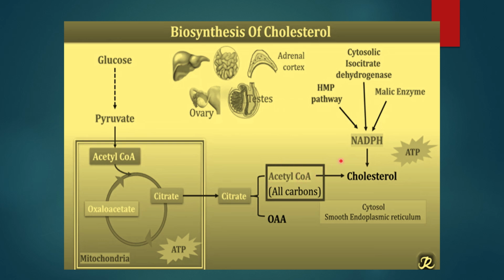Secondarily, NADPH can be synthesized mainly from the HMP shunt. HMP is the main source for production of NADPH and pentose sugars. Then the malic shuttle is also another source for production of NADPH. Then the cytosolic isocitrate dehydrogenase enzyme also leads to the synthesis of NADPH. So these are the three important sources for generation of NADPH. So NADPH and acetyl coenzyme A are responsible for production of cholesterol, and this requires the investment of ATPs.